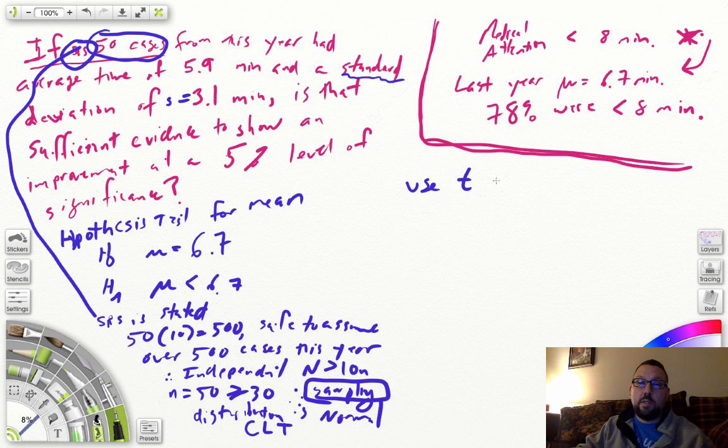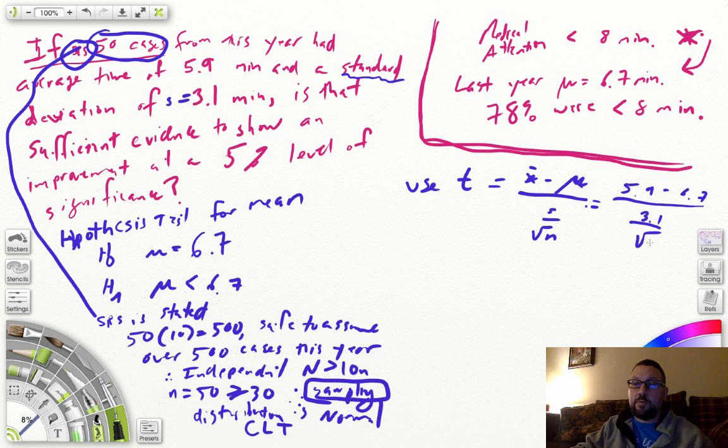I'm going to write t equals x bar minus mu divided by s over the square root of n. Statistic minus parameter divided by standard deviation of statistic. And then I'm going to fill in numbers. X bar is 5.9 minus 6.7, the mu, all over 3.1 divided by the square root of 50.